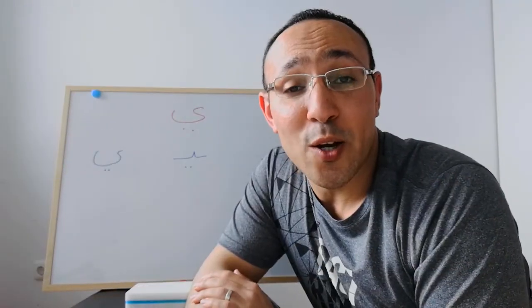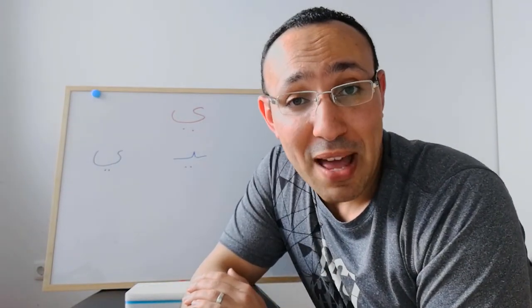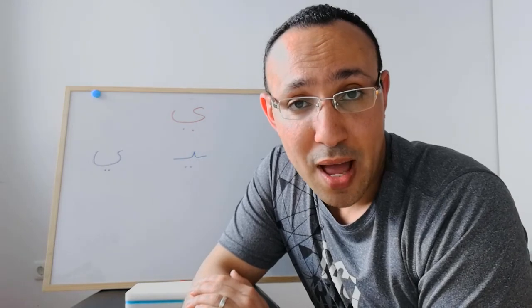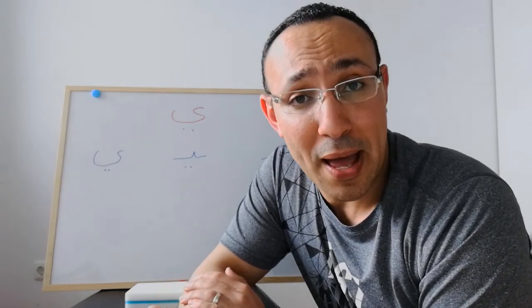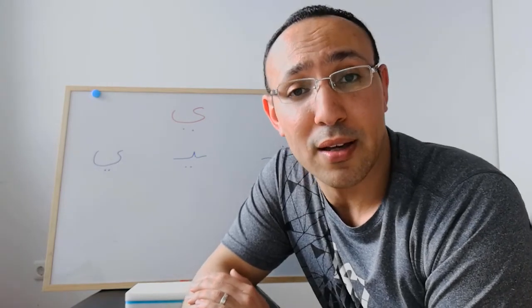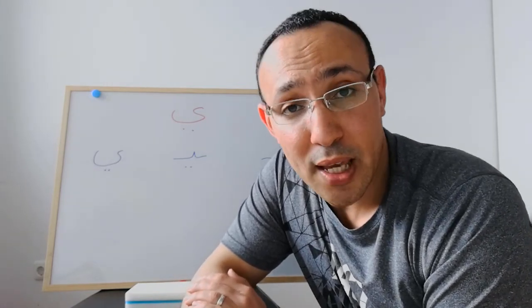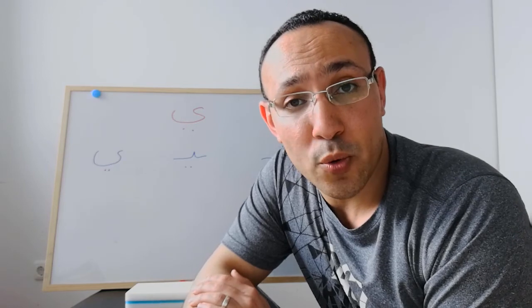So that was a quick overview about the ba family and how it is written. As I told you, it's very simple, and if you know how to write the ba, you can write the ta, the thaa, the noon, and the ya the same way. It's very straightforward, and it's very easy.